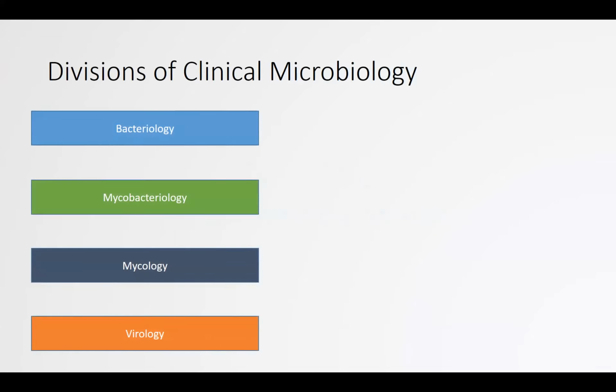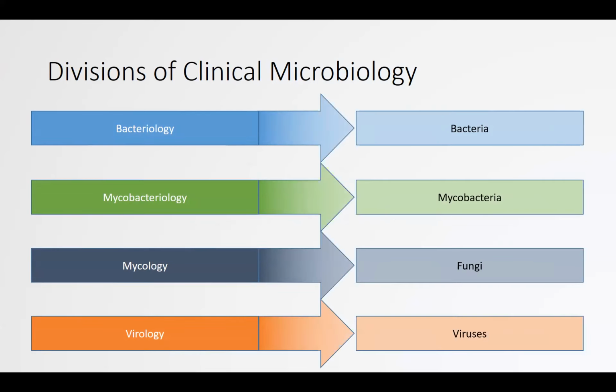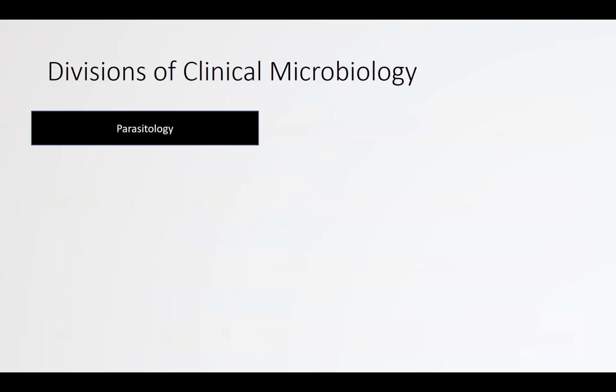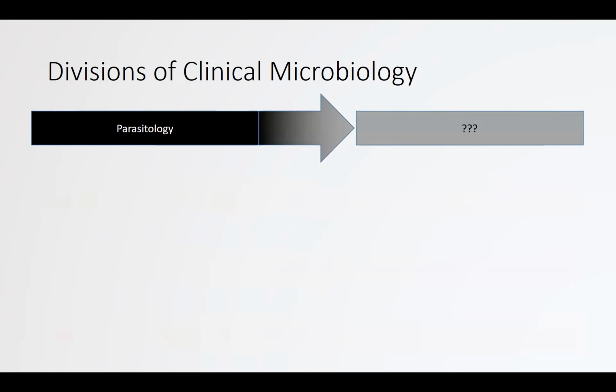So if you look at the way we divide up a clinical microbiology laboratory, all of these make perfectly good sense. We have bacteriology, mycobacteriology, mycology, and virology, and they all have a certain set group of bugs that we deal with. It's pretty simple and straightforward. But then we have parasitology. And what is actually included in this division called parasitology?